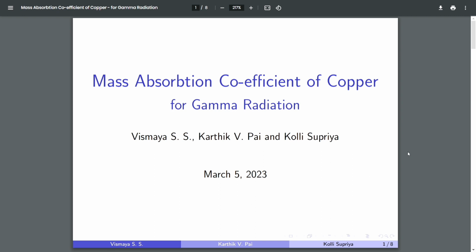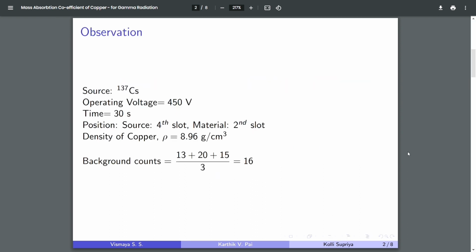We have already seen the theory behind the experiment and the procedure to be followed. Before starting the experiment, it is necessary to record the conditions like source, operating voltage, preset time, position of the source, and the absorber. The source we took for the experiment was cesium-137, which is a gamma source. The operating voltage and preset time were set to 450 volts and 30 seconds respectively. The position of the source and material was the fourth and second slot respectively. The density of copper is given by rho equal to 8.96 gram per centimeter cube. The mean of the background counts which were taken before placing the source is calculated to be 16.